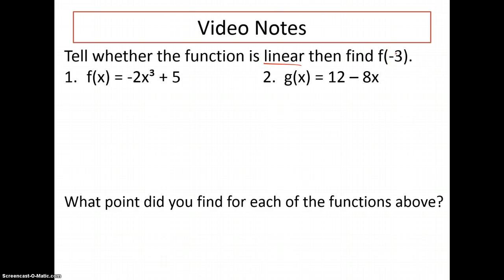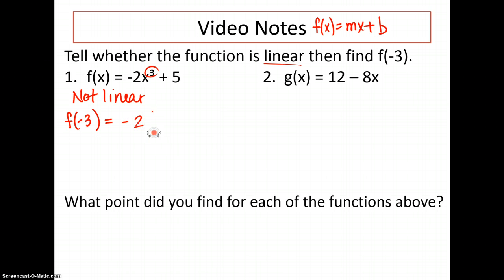So number one, is this linear? Well, a linear function is going to be f of x equals mx plus b. So this is not linear because of the x cubed. So we're going to say that this is not linear. But we can still find f of negative 3. So that just means that x is negative 3. Plug in negative 3 for x.